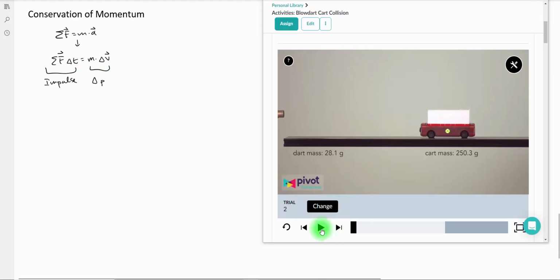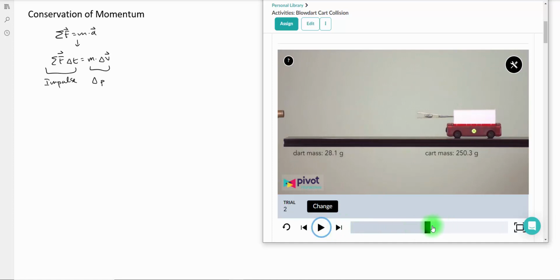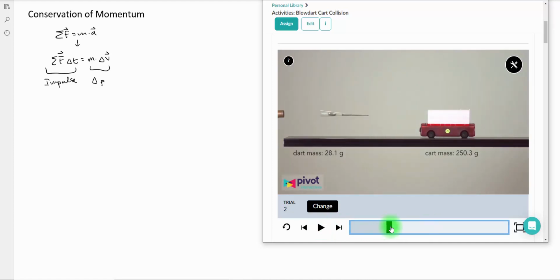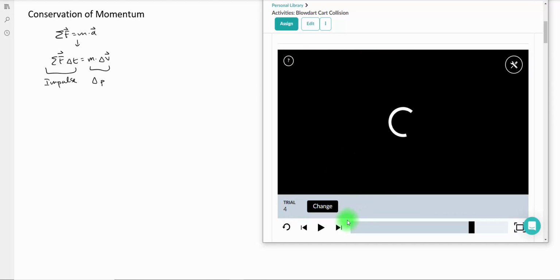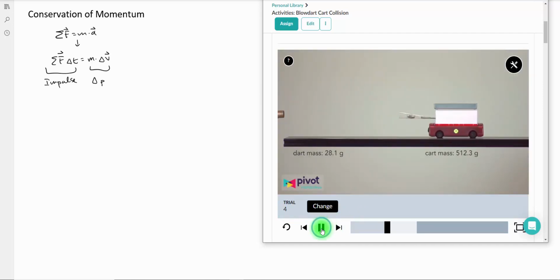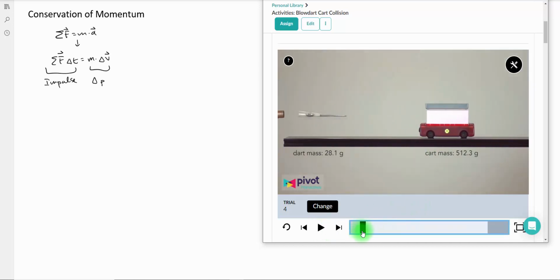But when we look at something like this video in Pivot Interactives, where the dart is ejected at a particular velocity, it embeds itself in the foam block, and then the cart moves along with the dart stuck into it, and we pick another trial here that's a little bit smoother, two things are very clear. The dart has to slow down after contact, and the cart has to speed up.